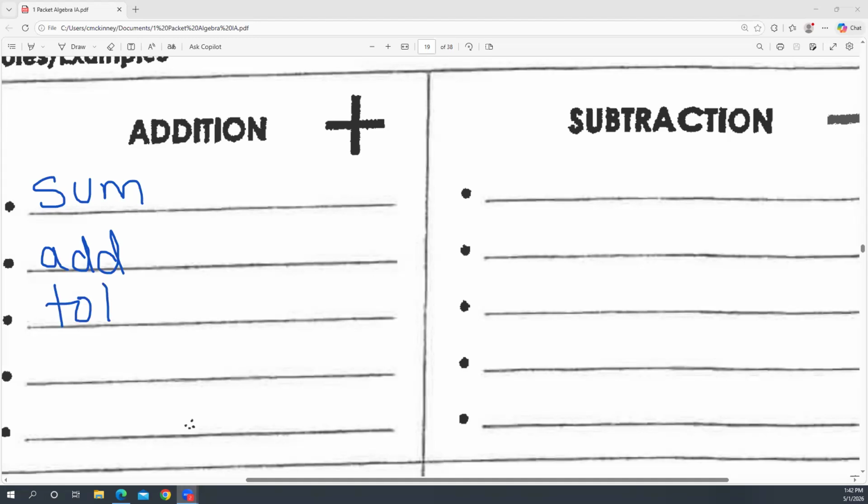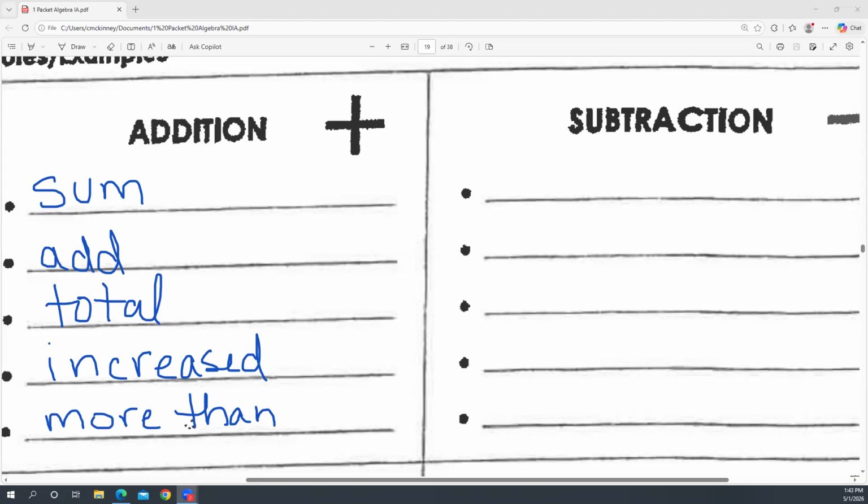Total, increased by, or just increased, more than, and then I'm going to also add to this combine. Like when we think about combining like terms, we're adding them together, but sometimes we have to pay close attention to their signs, but combine.